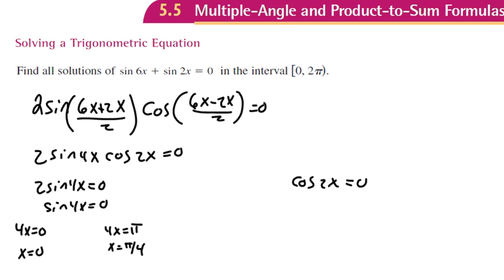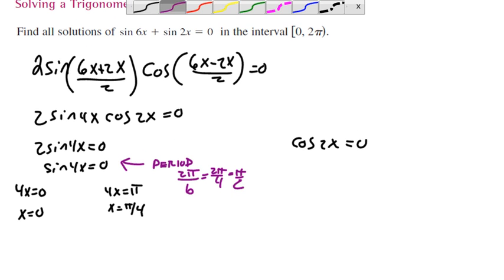Now again, if you remember what we did from the last example, this is when we want to ask ourselves, what is the period? That's going to tell us what to keep adding to all of our values to get all the solutions. Our period is 2 pi over b, and our b, just like last example, is 4. So 2 pi over 4, which is pi over 2. That means I have to keep adding pi over 2 to each of these until I've reached or passed 2 pi. So let's start with my 0.